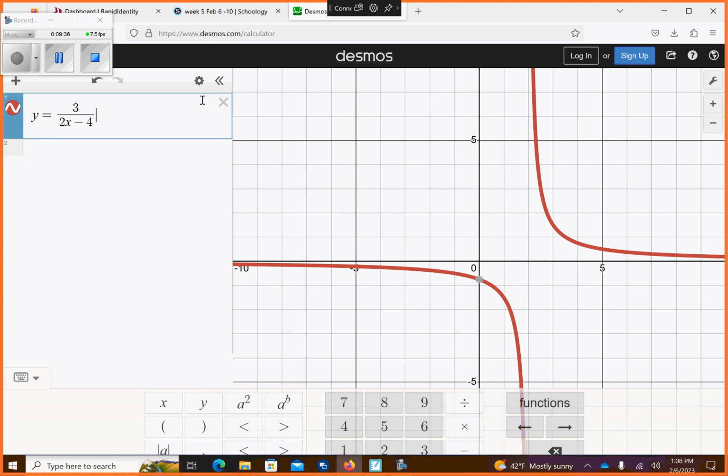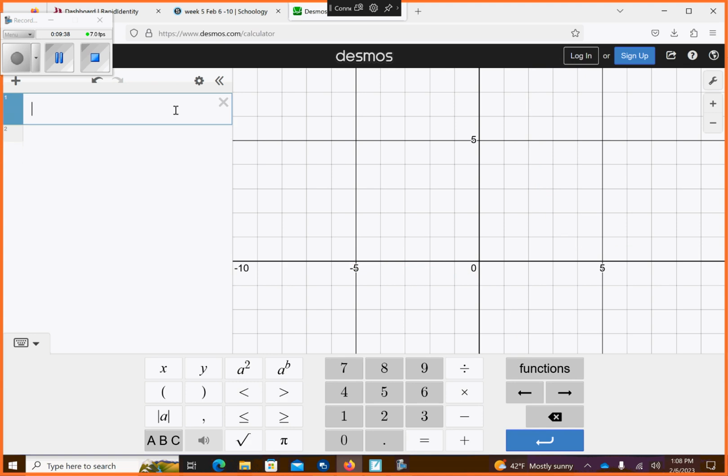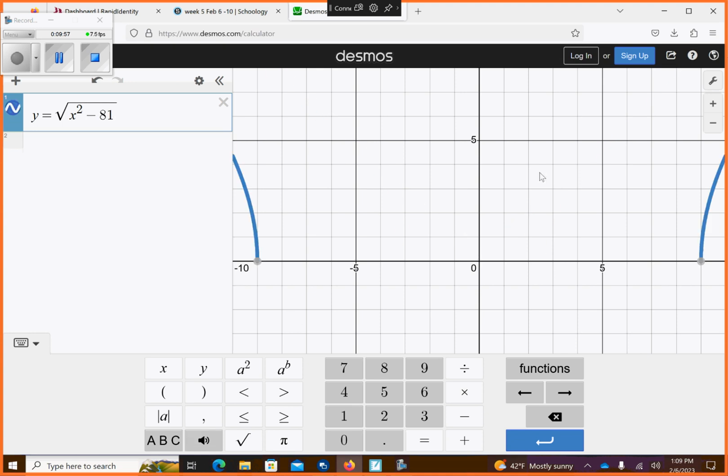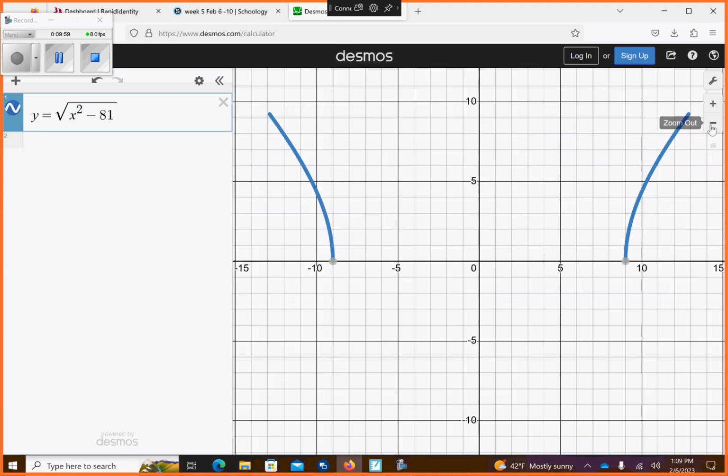Holes basically is when you have a binomial on top that matches a binomial on bottom is where a hole is going to take place. So please be aware. Letter C. So I'm going to go y equals big square root of x squared minus 81. All right, let's zoom out a smidge on this.